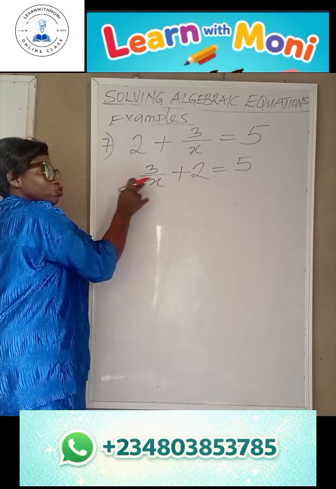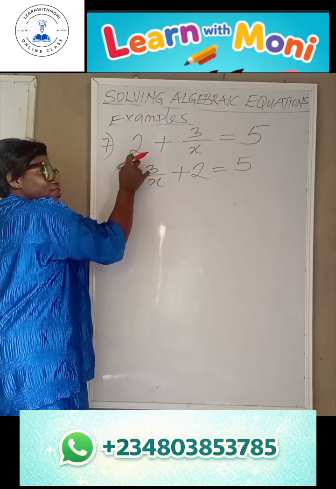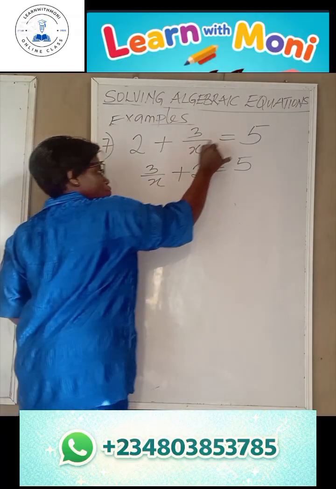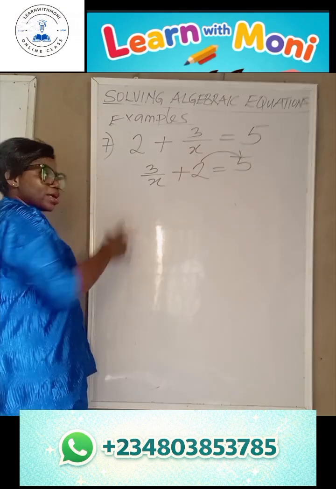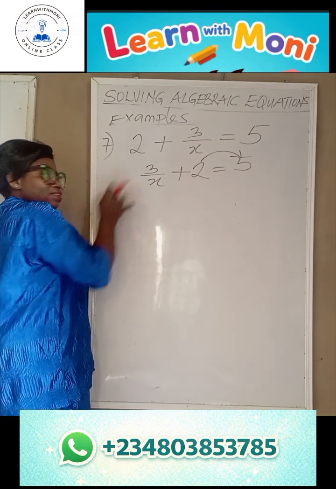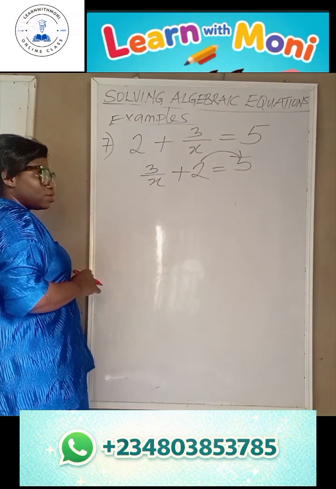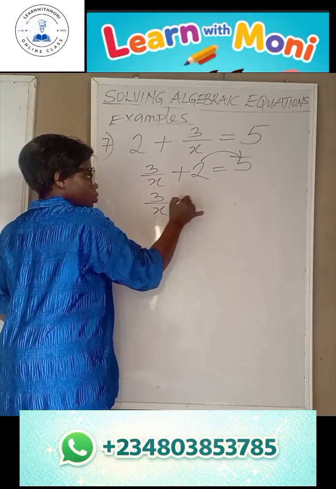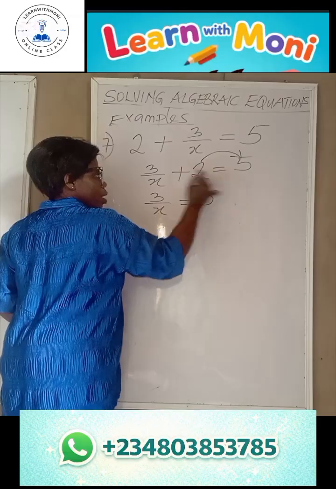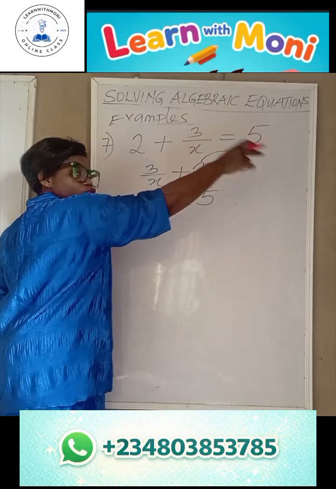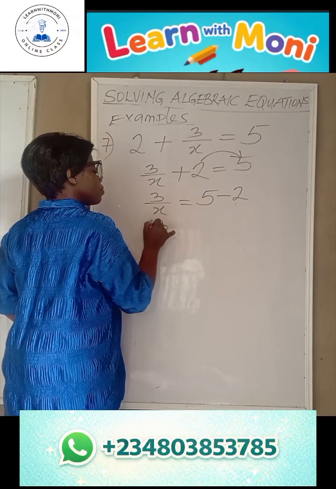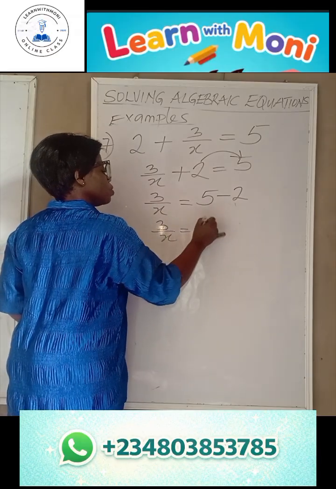So closest to this x is this 3. The 2 is farther away, so we move the 2 first, because it's farther away from x. It is the 3 that is closest to x. So we are left with 3 over x here, which equals 5. By the time the plus 2 moves to the other side, it becomes minus 2. And we have 3 over x equals 3.